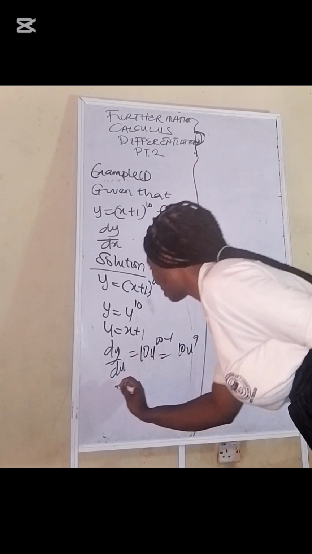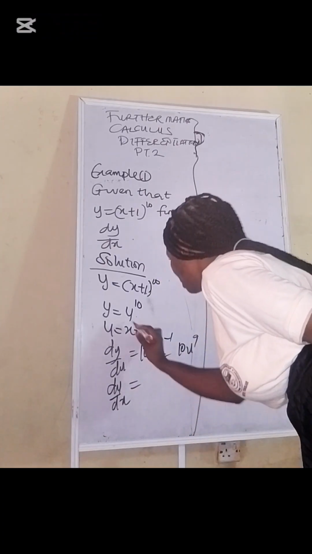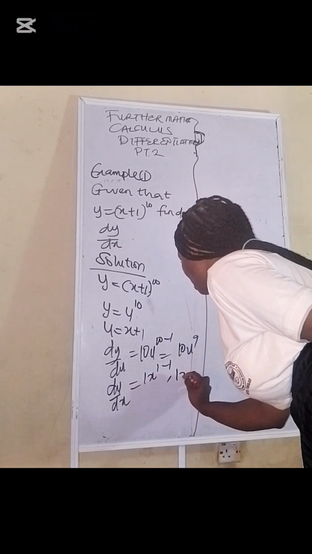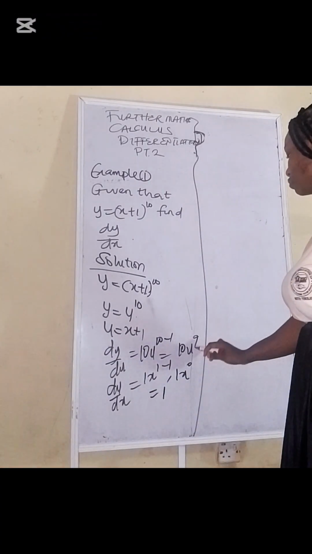Let's do du/dx. We have to do this to make it easy for us. That will be 1, since du/dx is just 1 times x raised to power 1 minus 1, which is x to the power 0, so the answer is 1. So dy/du is 10u raised to power 9.